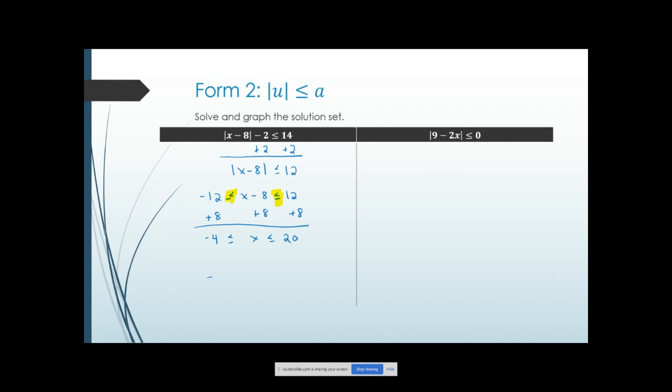Okay, so now I'm going to make my graph. I'm going to put negative 4 on my number line, 20 on my number line. X is between those two numbers, literally. And then we can include both of those numbers because of the equal to part. So those are going to be brackets facing where we've shaded. So in interval notation, that gives me a -4 with a bracket and a 20 with a bracket. And that's our solution.